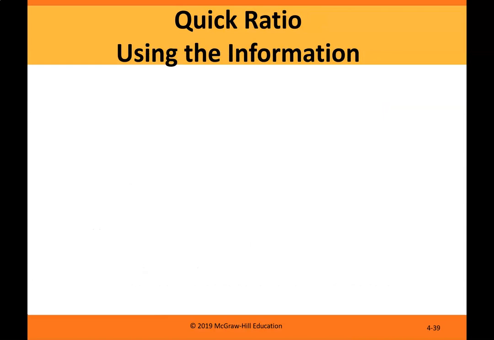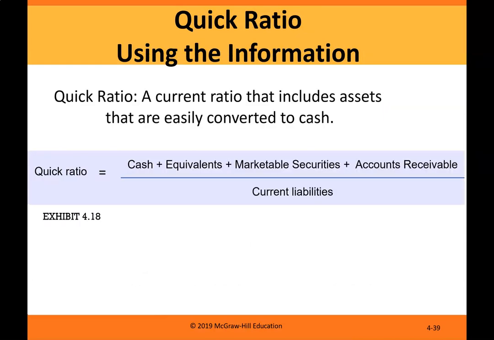Quick ratio, using the information. Quick ratio, a current ratio that includes assets that are easily converted to cash. So it's cash plus equivalents, plus marketable securities, plus accounts receivable, divided by current liabilities. Or another way that you can think about it is taking your current assets and subtracting out the inventory, because we don't want to include inventory in this ratio, and then everything else listed below inventory, we kind of consider those dead assets, and then that should get you almost to the same number.